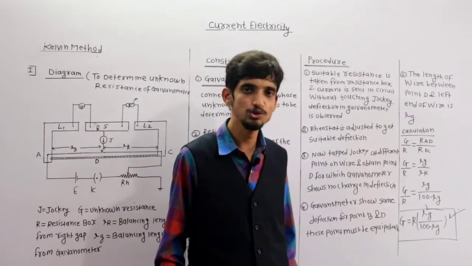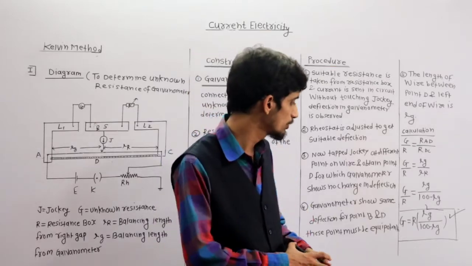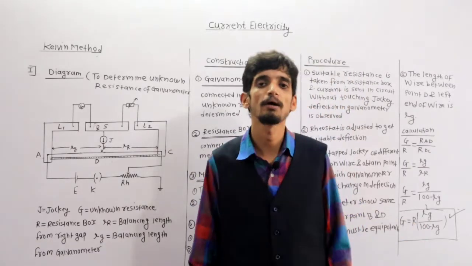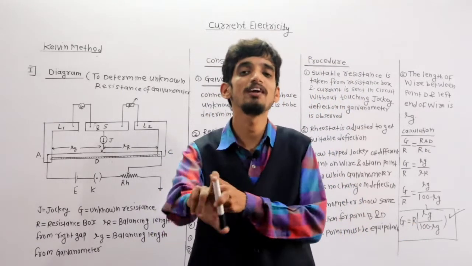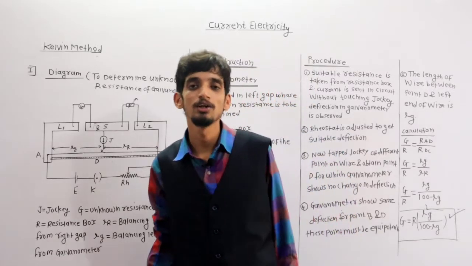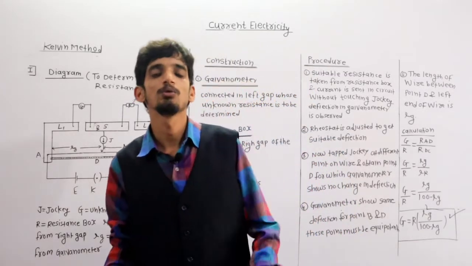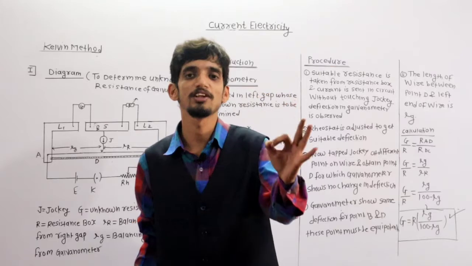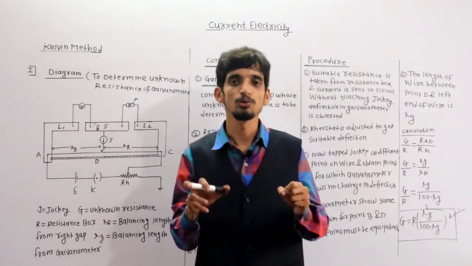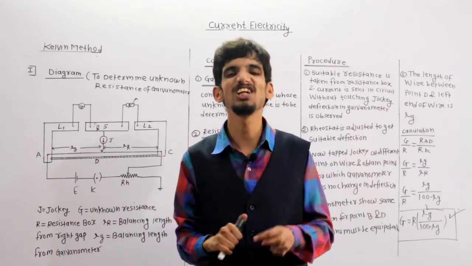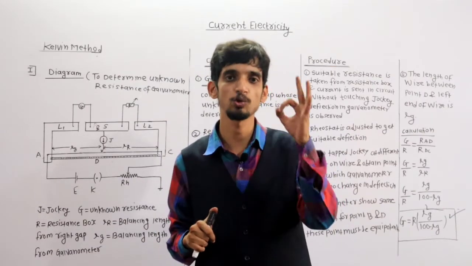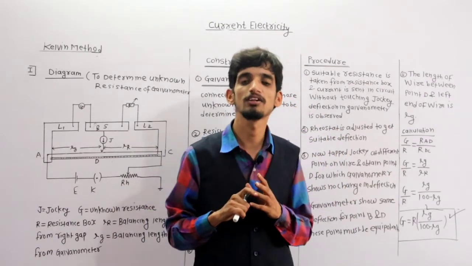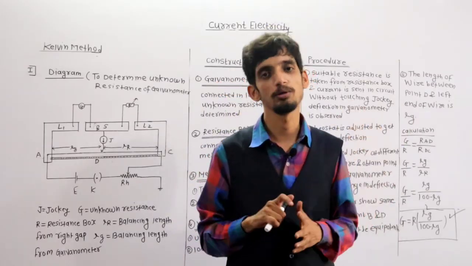G is the resistance of the galvanometer, which is unknown, and it is equal to R, which is a known resistance selected from the resistance box, into Lg upon 100 minus Lg. In this way we can determine the resistance of a galvanometer using the Kelvin method, which is also called the equal deflection method, whereas the meter bridge was a null deflection method. Clear? So in this lecture, I completed 3 important subtopics. First was the Wheatstone bridge, afterwards the meter bridge experiment, and finally the Kelvin method for the determination of the unknown resistance of a galvanometer. Thank you.